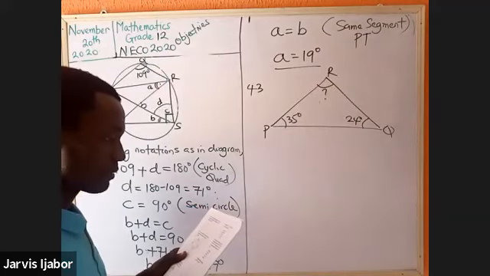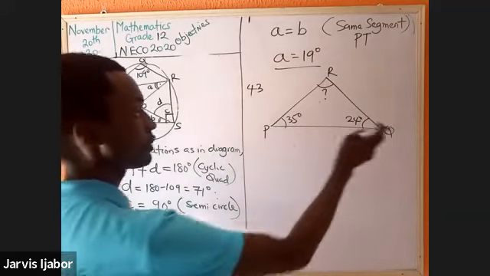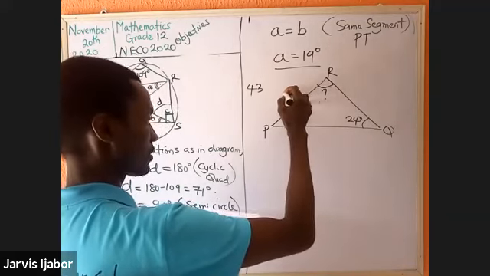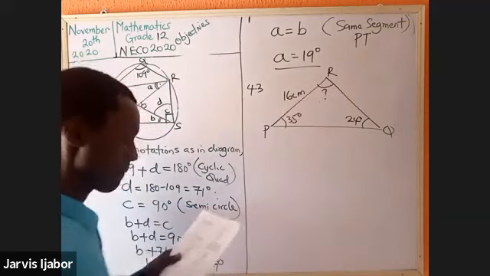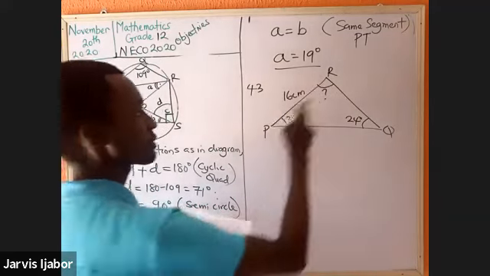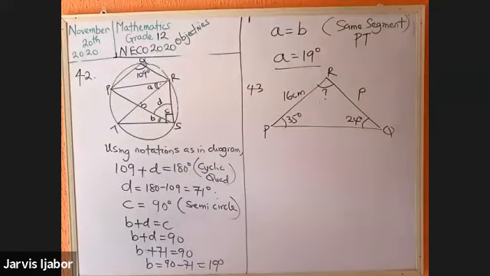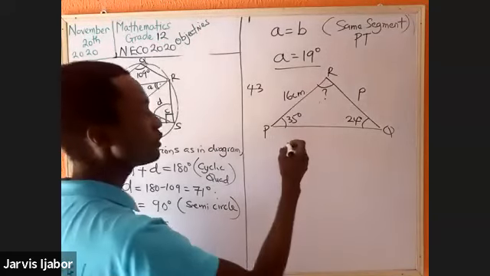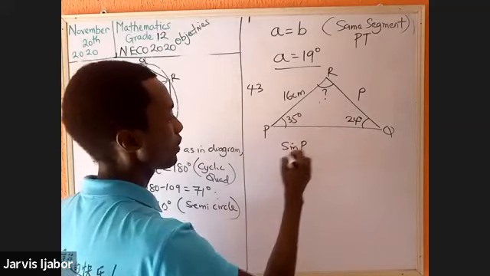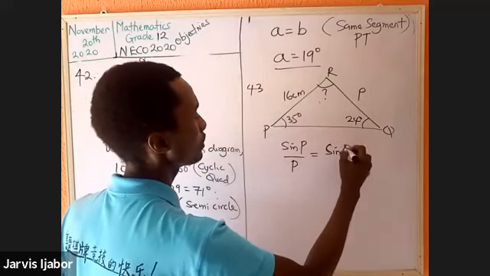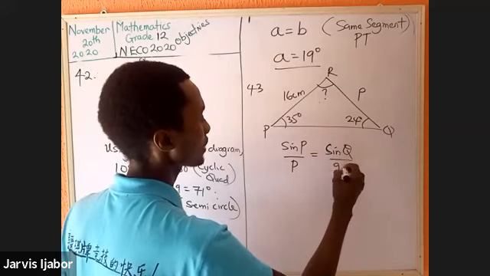We are told that q is 16 cm. We are told to find what? P. So how do we get this angle? We're going to use what is called the sine rule. So by sine rule, sine P over P is equal to what? Sine Q over small letter q.